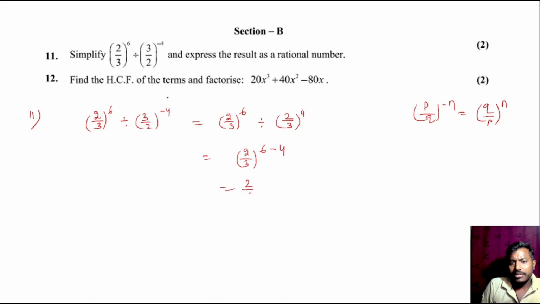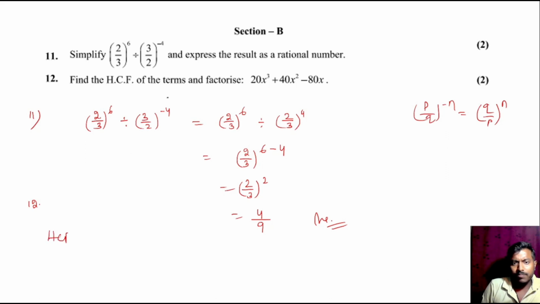So 2 by 3 to the power 6 minus 4, that is 2, means 2 to the power 4, 2 to the power 2 equal to 4 by 9 is the correct answer. Okay. Next, question 12: find the SCF.